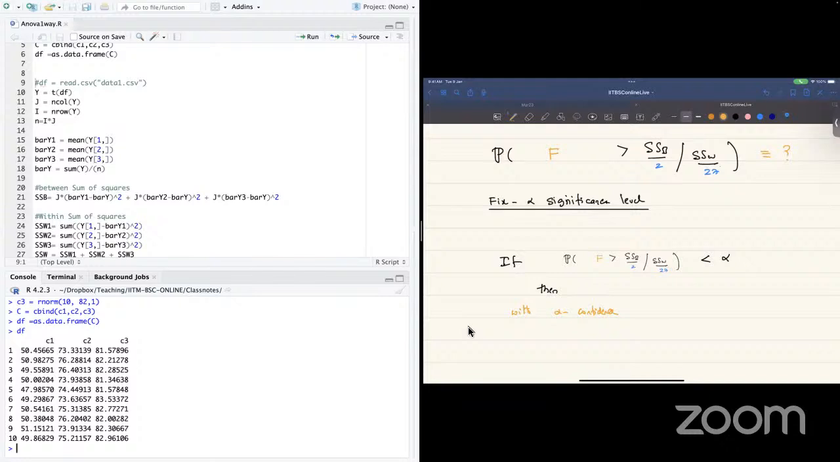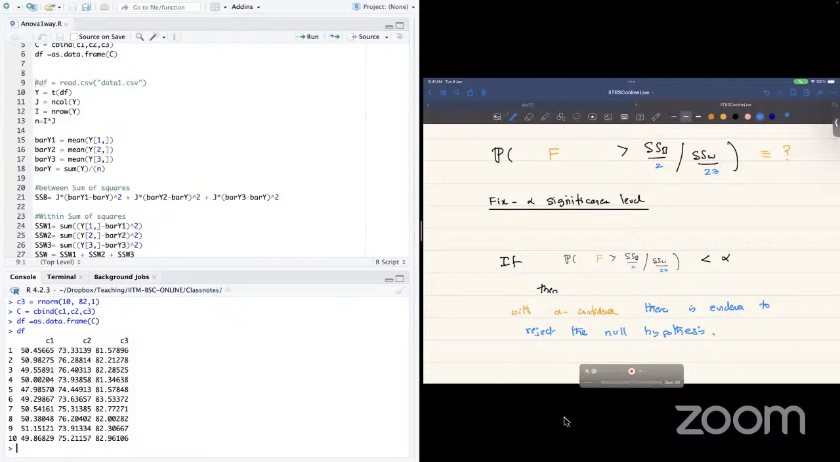I'll say that there is evidence that the null hypothesis is not true. There is evidence to reject the null hypothesis. That's what I would do. Okay, that clear? That's the idea.